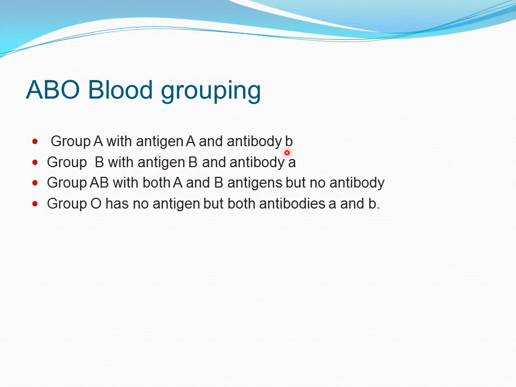So have a very clear picture of this one, so it will be very easy for you to move on with the further lessons. Now group B has antigen B and antibody A. Group AB has both A and B antigens but no antibody. Whereas group O has no antigen but has both antibodies A and B. Depending on this only, our blood transfusion happens. So how does it happen? That we will see. Let us move on to the next one.